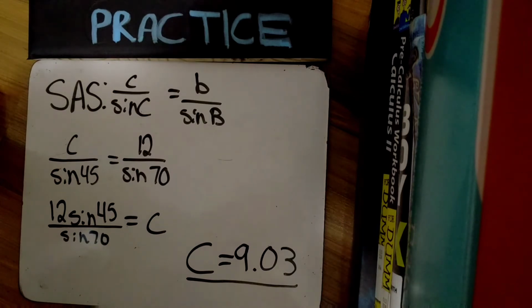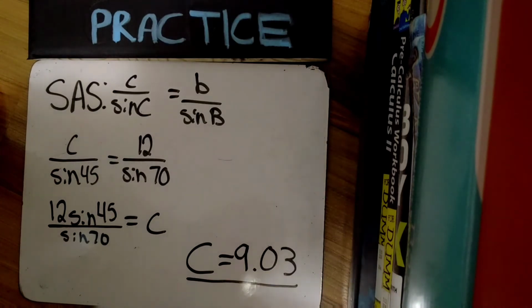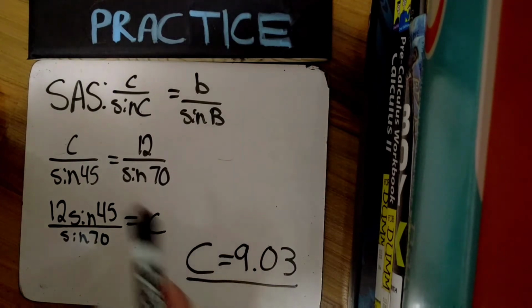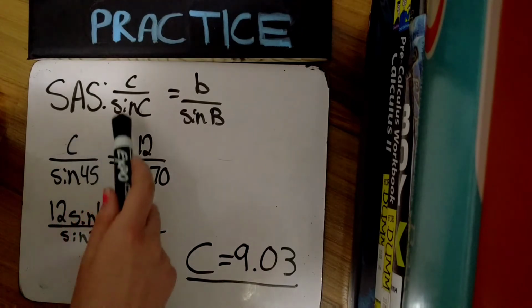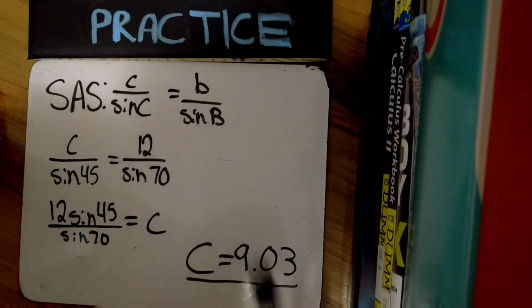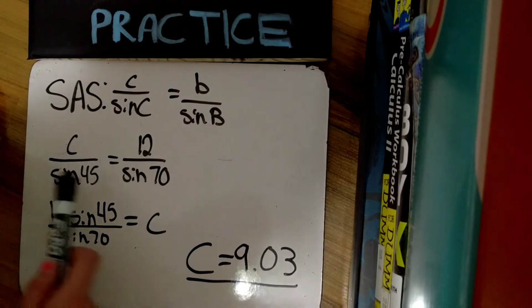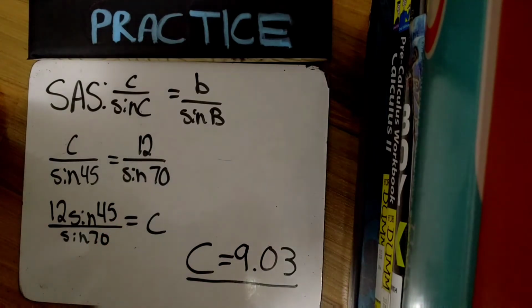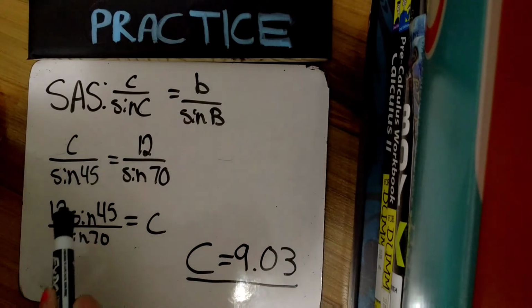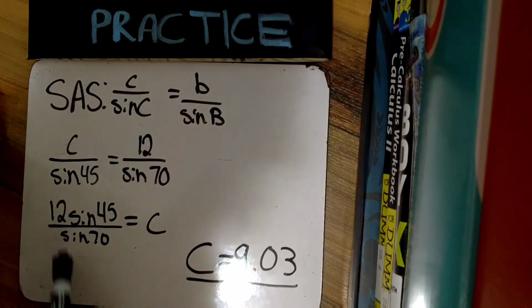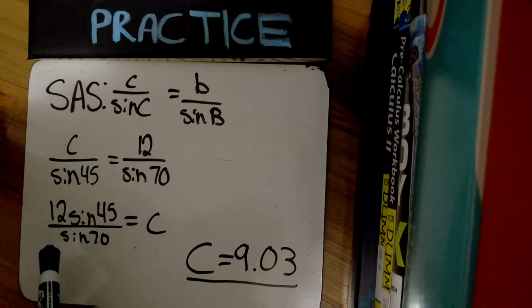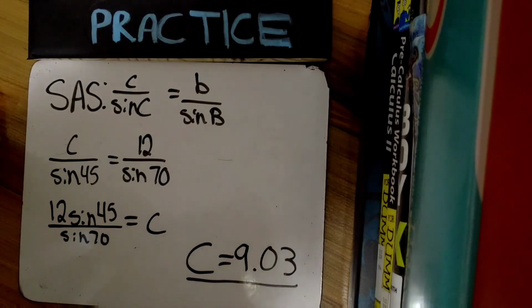So first, to find C, we have to recognize that we need to use side angle side, which is C over sine of C equals B over sine of B. So we have C over sine of 45 equals 12 over sine of 70. To get C on its own, we multiply by sine of 45. This gives us 12 sine 45 over sine of 70 equals C. C equals 9.03.